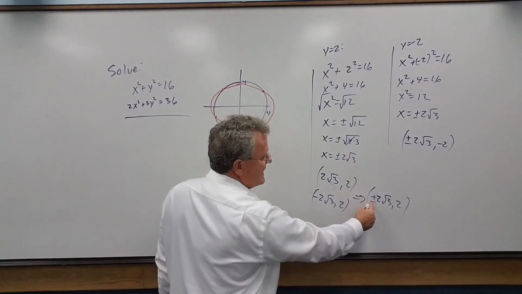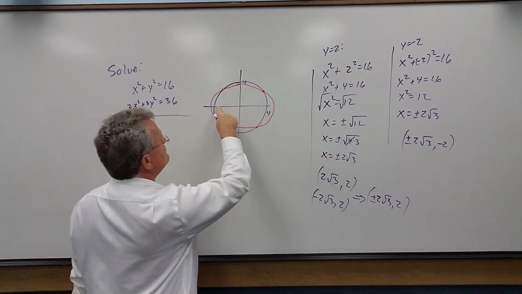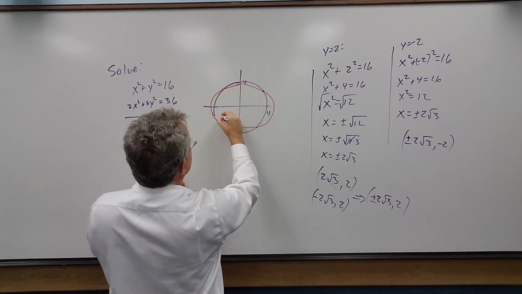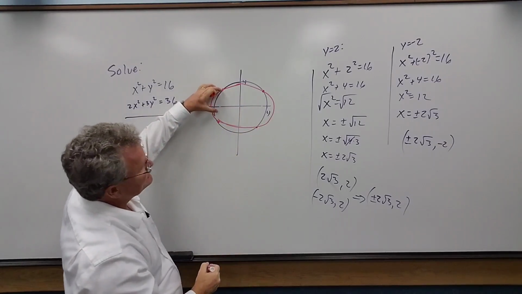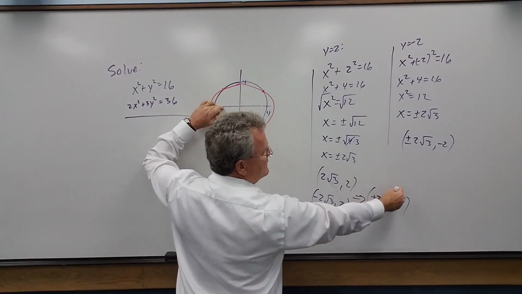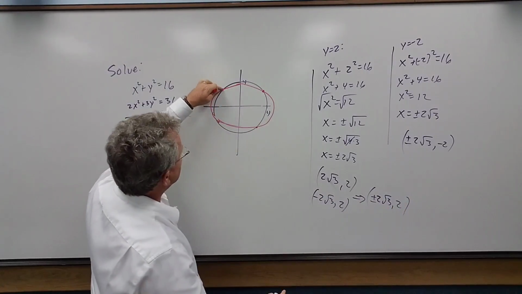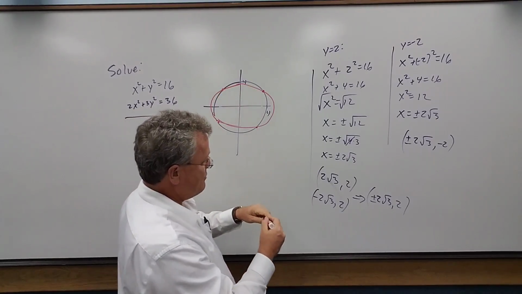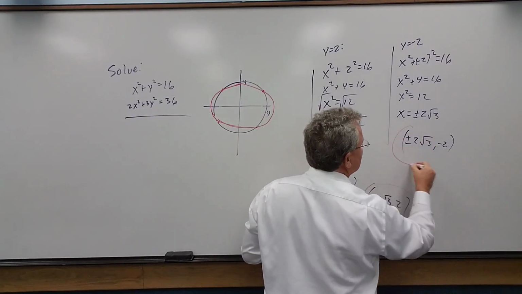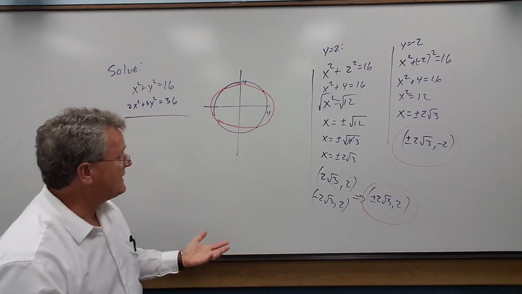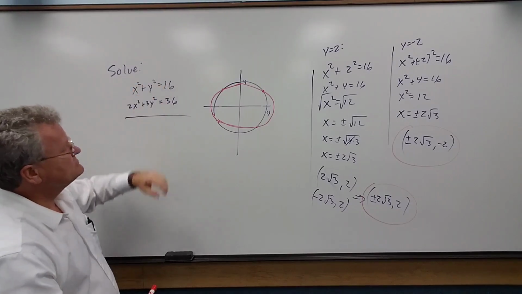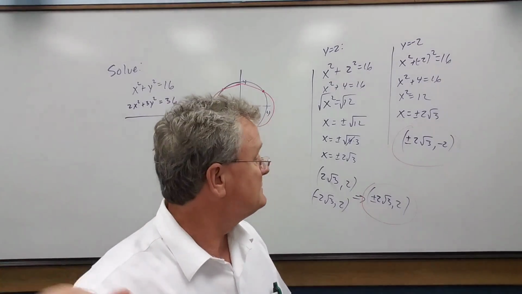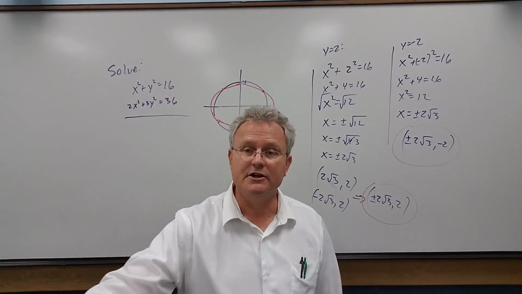The other answer is when x is negative 2 root 3. Yeah, I didn't do a very good job graphing that. But then these 2 solutions are negative 2 root 3, where y is 2 and y is negative 2. So these are the 4 points that correspond to these 2 and these 2 points. Again, what we're finding is the points where these 2 graphs intersect. All right, so that's another example of solving a system of nonlinear equations.